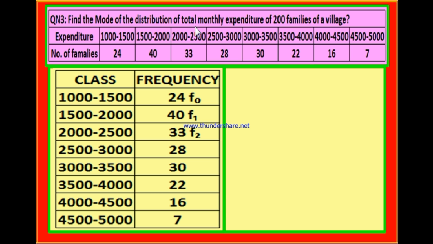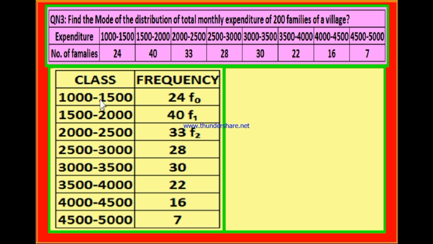Now in order to find the mode, we took classes and frequencies. No more columns are required in order to find mode. The given 2 columns are sufficient. We took expenditure as classes and we took the number of families as frequencies. Now after drawing this table, you pick up the highest frequency. Among all these frequencies, what is the highest frequency? 40 is the highest frequency.